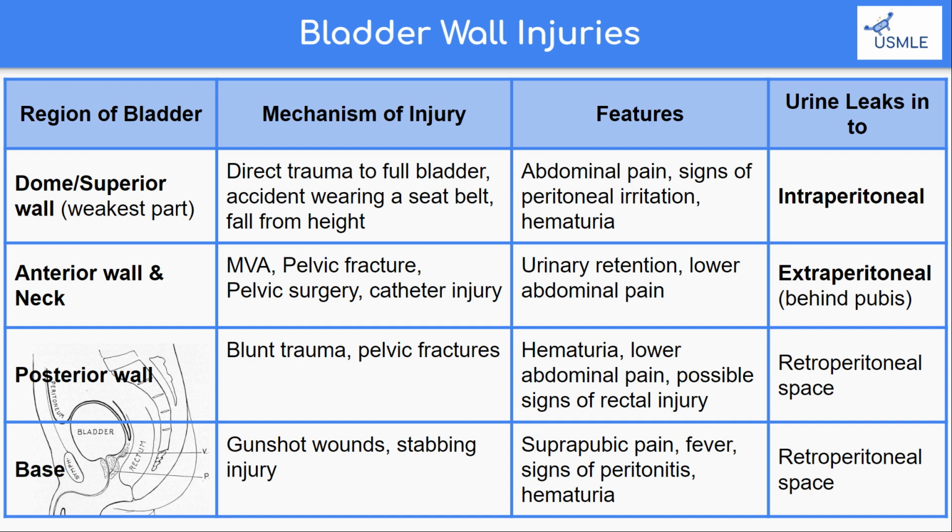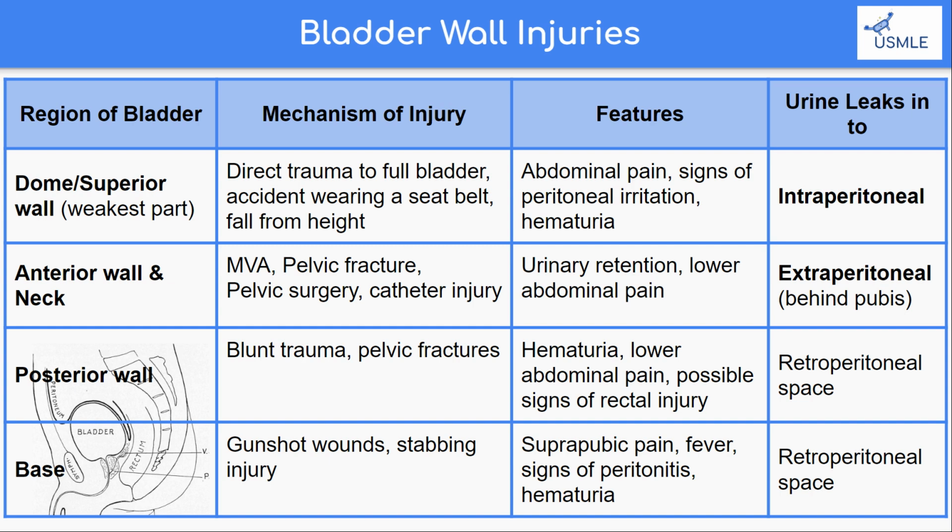These clinicals are high yield, and it would be best to know the mechanism behind the injuries, the features, and where the urine leaks into. Starting with the dome or the superior wall of the bladder, which is the weakest part, injury to this area usually occurs on a full bladder while wearing a seat belt or fall from a height. Features of this include hematuria and may present with signs of peritoneal irritation. The urine leaks into the intraperitoneal space.